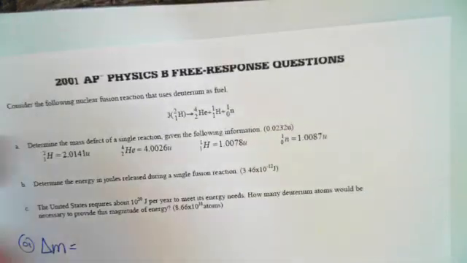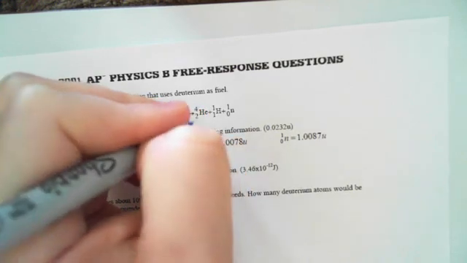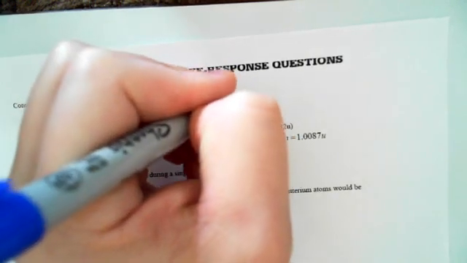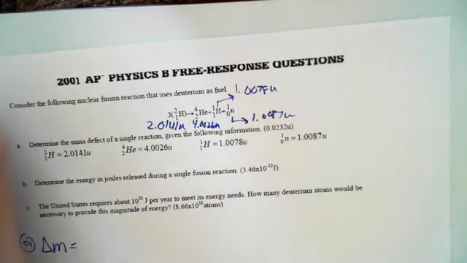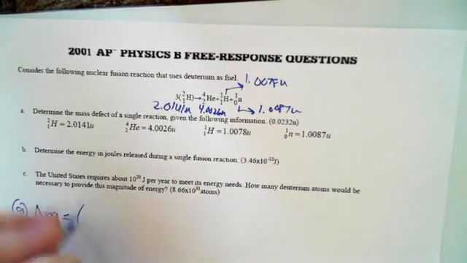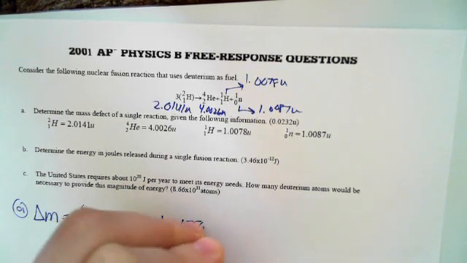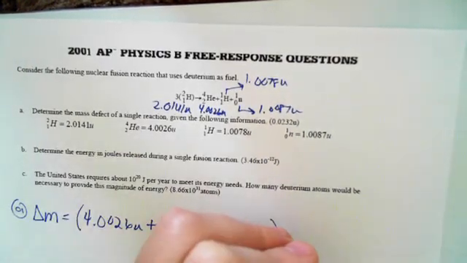In this equation, it told us how much mass each of them was. It told us this deuterium was 2.0141, this helium was 4.0026, this hydrogen was 1.0078, and this neutron is 1.0087. All we have to do is the mass of the products minus the mass of the reactants. 4.0026 plus 1.0078 plus 1.0087, so that's the products minus the reactants.